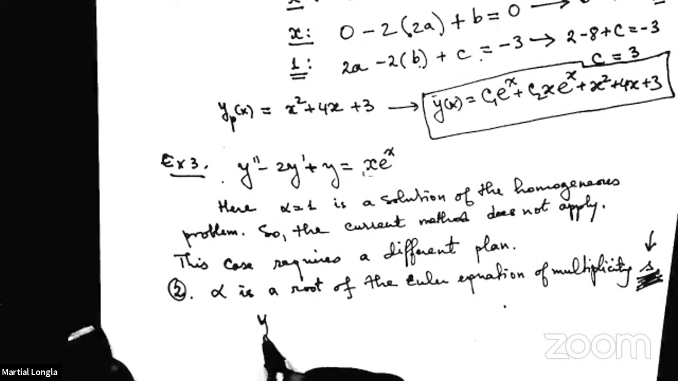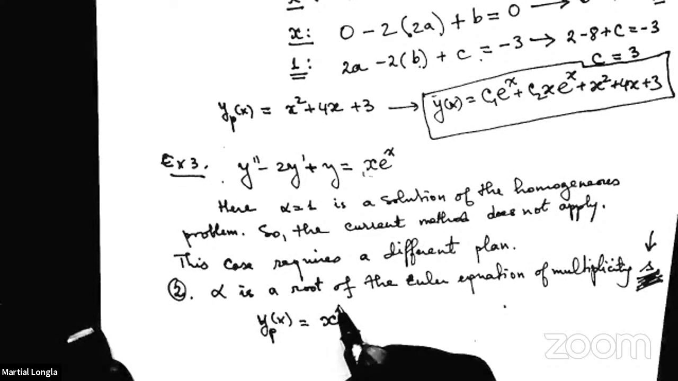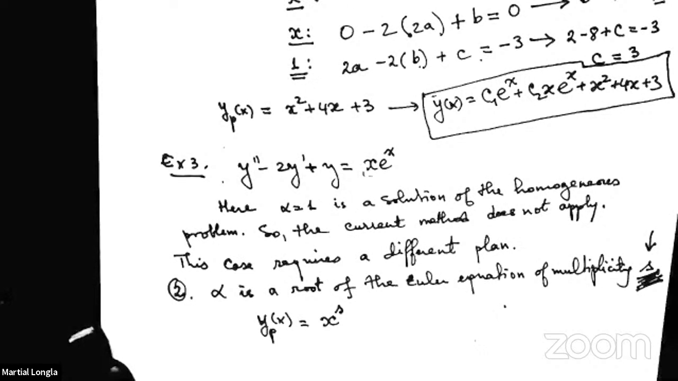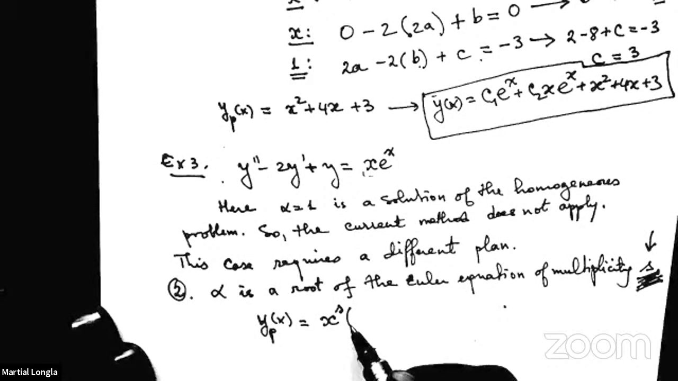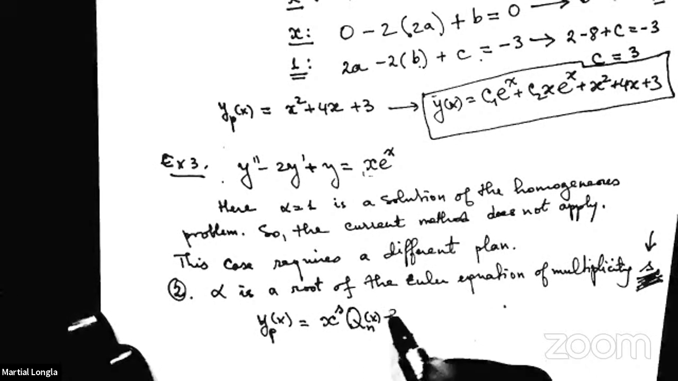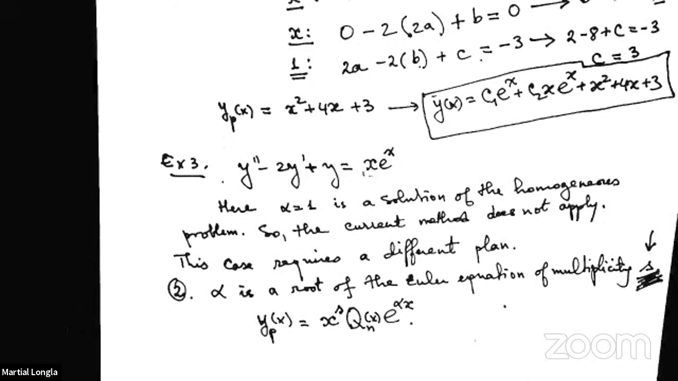In this case, we will look for yp of x equals x to the power s first, where s is the multiplicity, being the number of times alpha is a root of the homogeneous problem, times a polynomial of degree n times e to the alpha x. Okay? So you will have to first multiply it by x to the power s before you start solving.